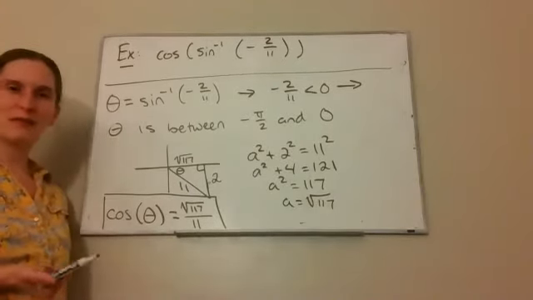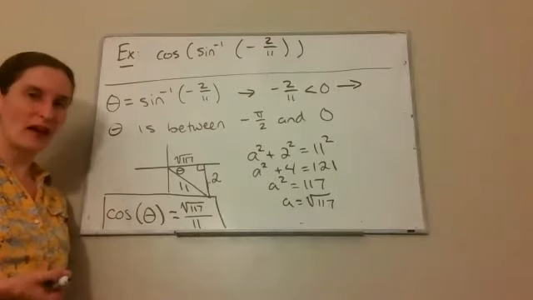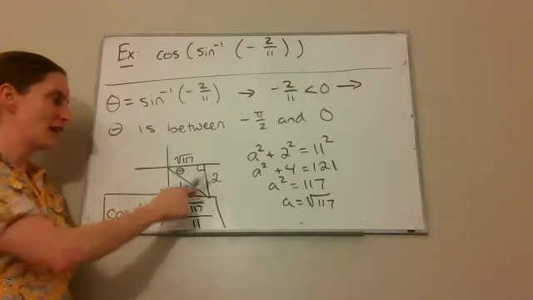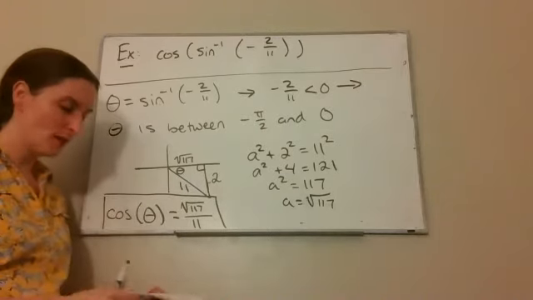So to figure out if it's going to be positive or negative, you might just have to remember cosine is your x value, sine is your y value, and so anything in this quadrant over here has a positive x value, so the cosine is going to be positive.